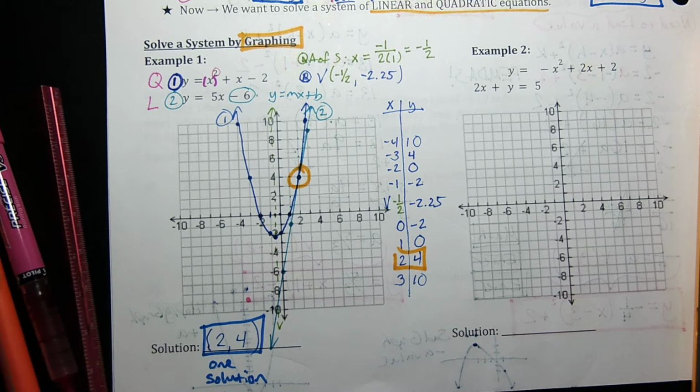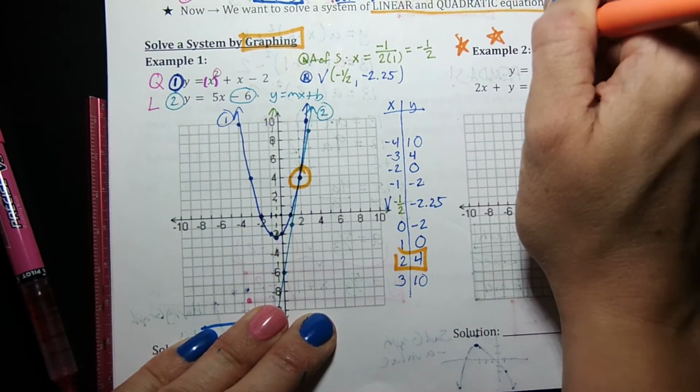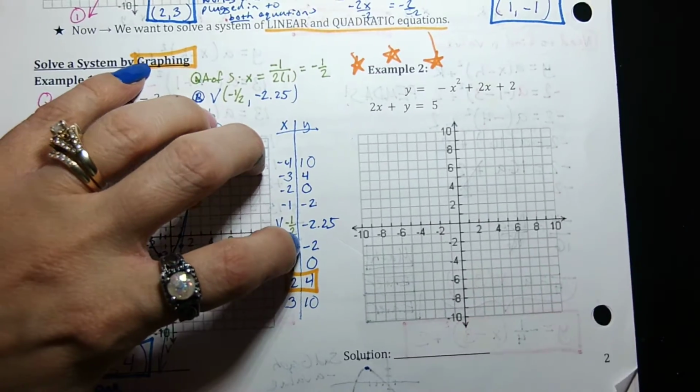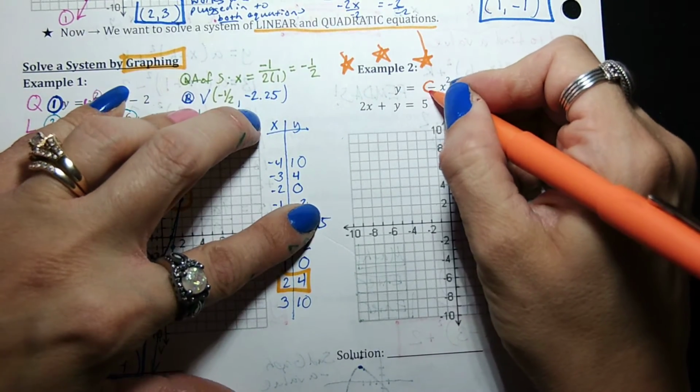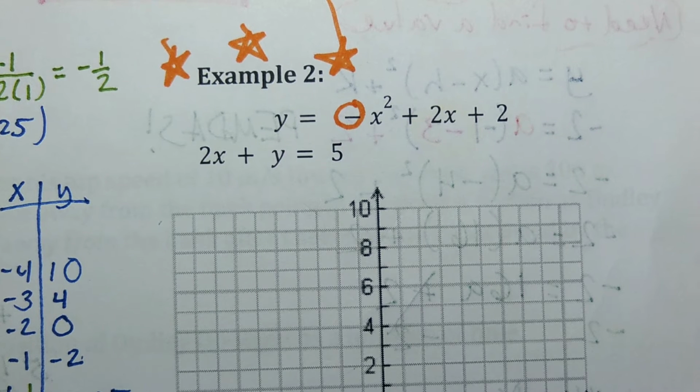Example 2. I want you to put some big old stars around this one, because this actually caused quite a few issues on that last test that we took: this negative out in front of the x squared. If you check back in your Unit 4 Part 1 notes, you'll see that we had started there as well. So that negative, when I plug in values, whether positive or negative, is always going to go on the outside of the parentheses.